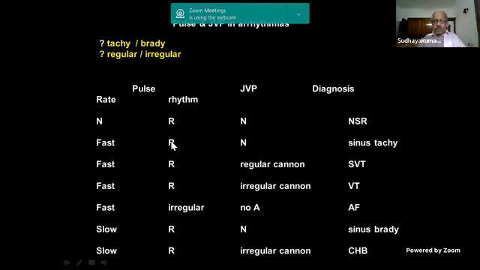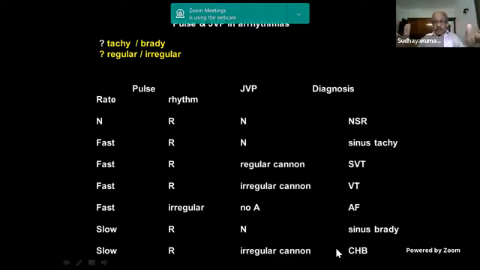If it is regular, JVP is normal. You can see the normal A and V, it is sinus tachycardia. If you can see regular cannon waves, it is SVT. If you can see irregular cannon waves, it is VT. In a slow rhythm, if there is a normal JVP, it is sinus bradycardia. If there are irregular cannon waves, it is complete heart block. If there are regular cannon waves, it is a slow junctional rhythm.